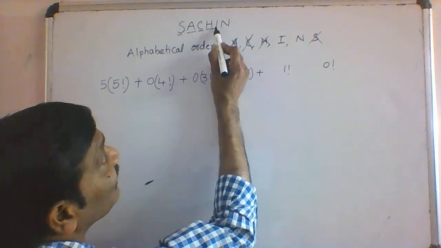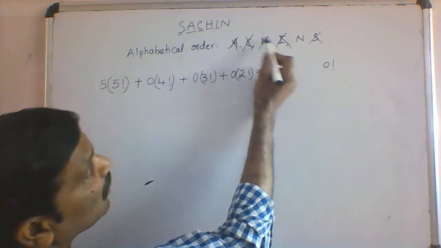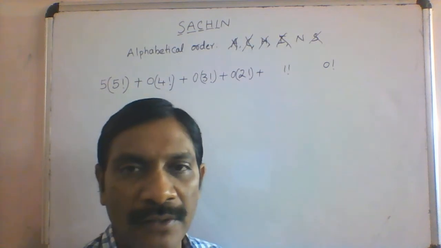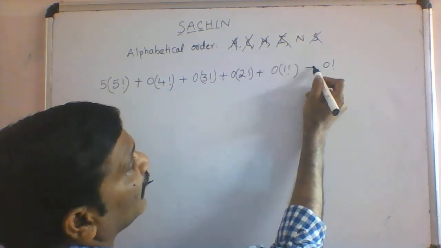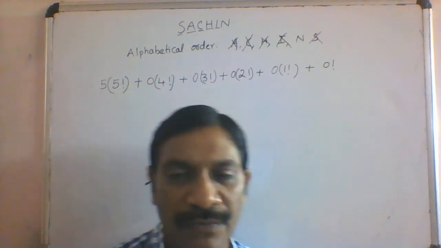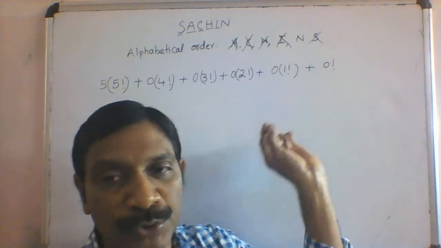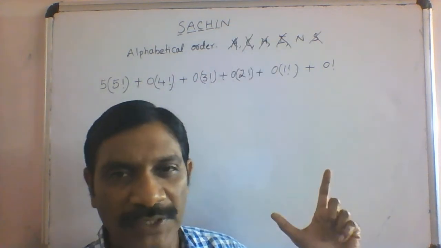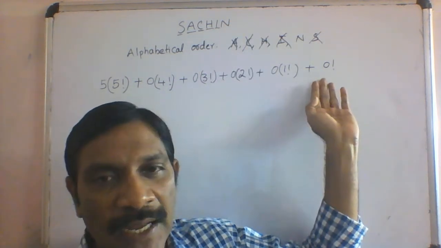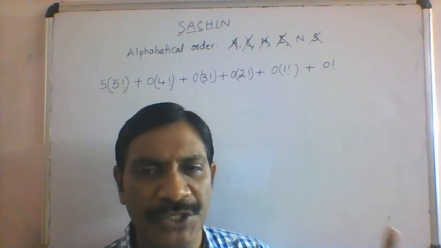What is the next required letter? I. Strike off I and count the number of letters before I. No letter is there. Again 0. And here we have to keep N for that. That gives us the position of the rank, the position of the word itself. So always the last number should be 0 factorial, which is 1.